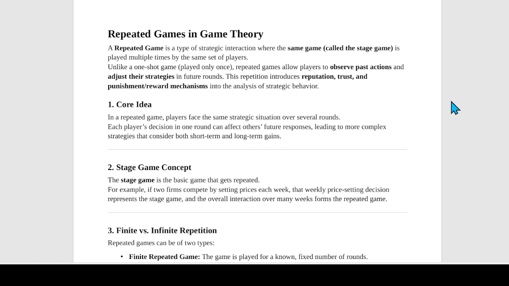Right, so this video is about repeated games in game theory. So to begin with, what is a repeated game? A repeated game is when we have the same players और वो लोग same strategic game खेलते हैं over and over again over a few rounds. Alright, so it's not a one shot game. Players will keep repeating the game over a few rounds.